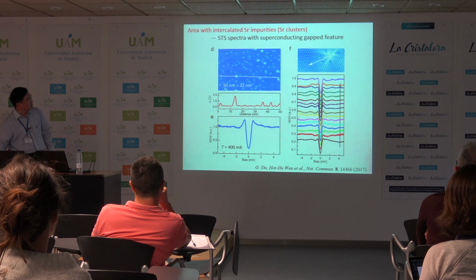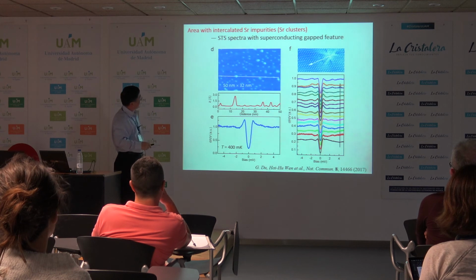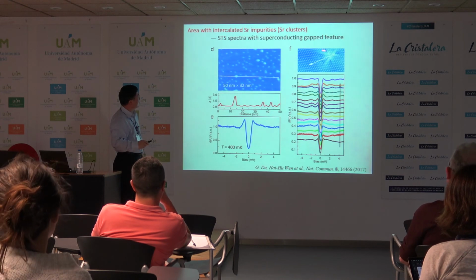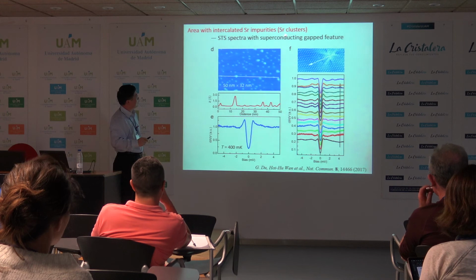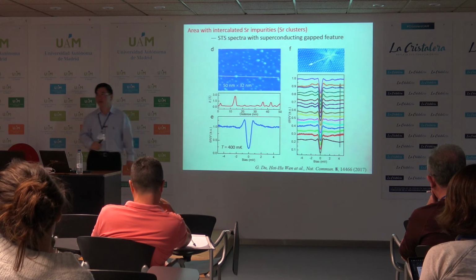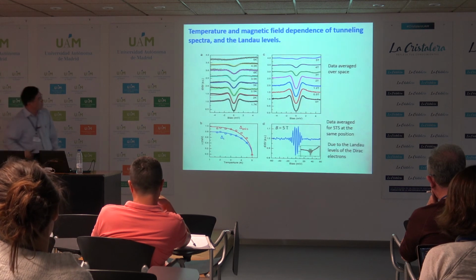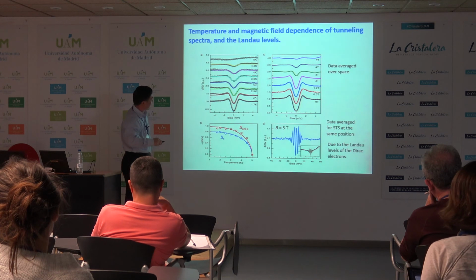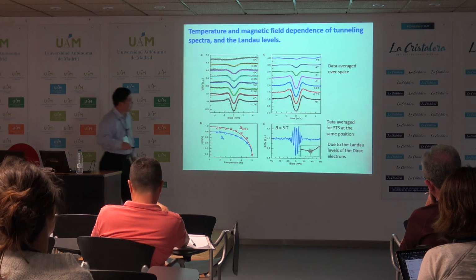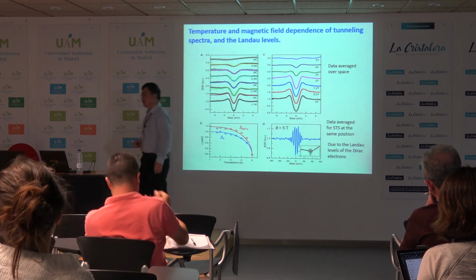So let me come quickly to the STM measurement of this sample. We find that it's inhomogeneous. Sometimes we see this kind of gap when the strontium sits there as a cluster, intercalated. Then we see the superconducting gap. But if the strontium is doped to the bismuth side, then we don't see superconductivity. What we found interesting is that if we increase the magnetic field, the superconducting gap is suppressed completely, and then we see this kind of strong oscillation of the density of states.